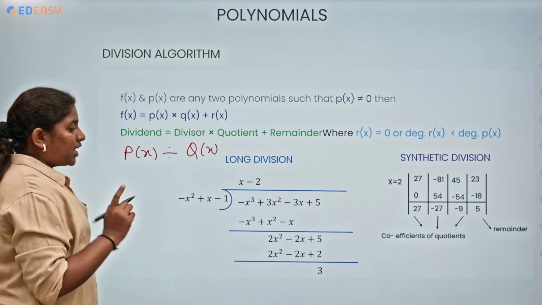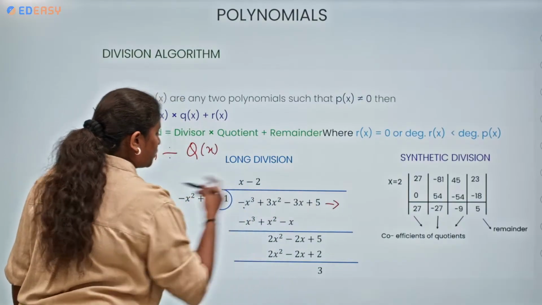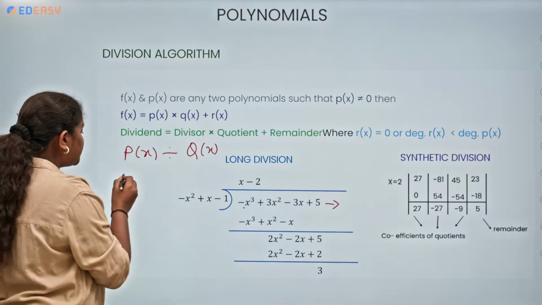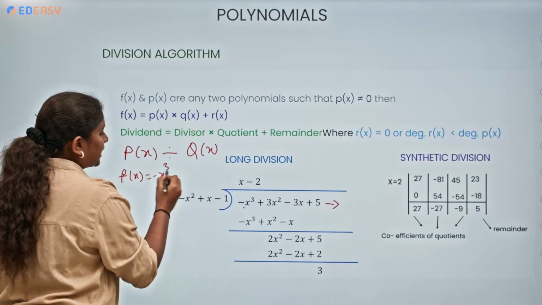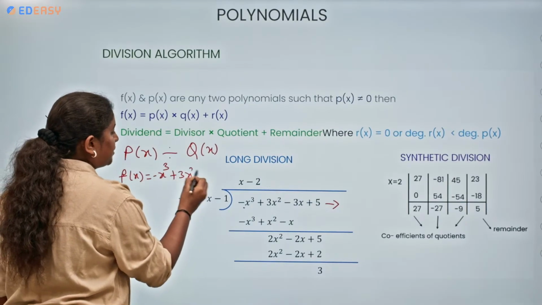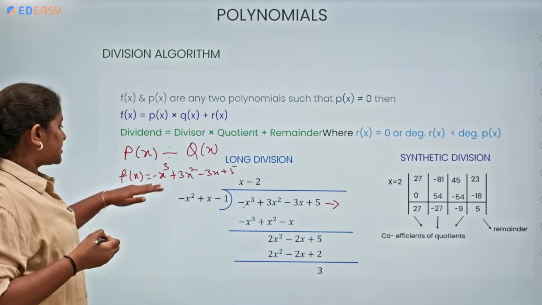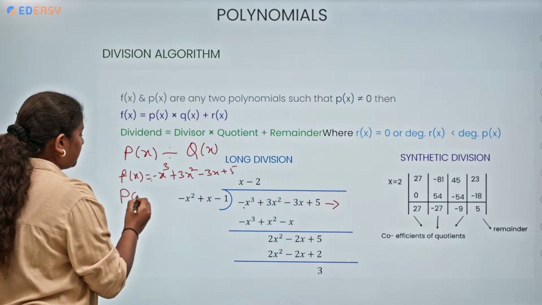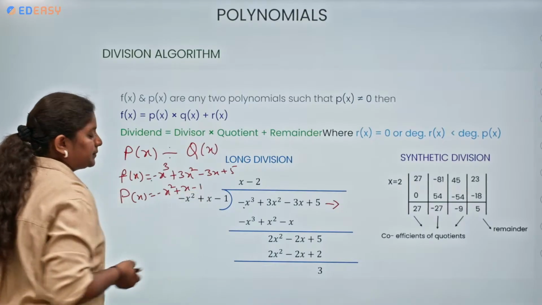Clear? Now, this is my dividend, right? I need to divide this polynomial. So f of x will become minus x cube plus 3x square minus 3x plus 5. Okay, this is my dividend. Now what is the divisor here? P of x equals minus x square plus x minus 1.